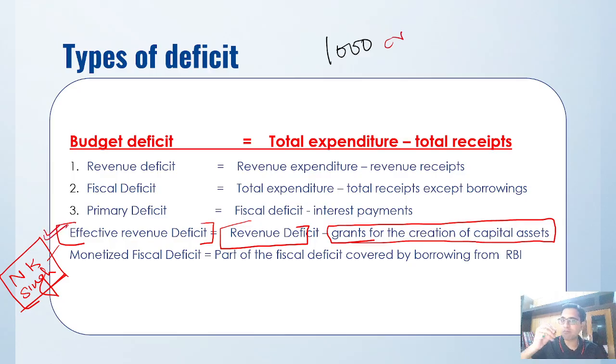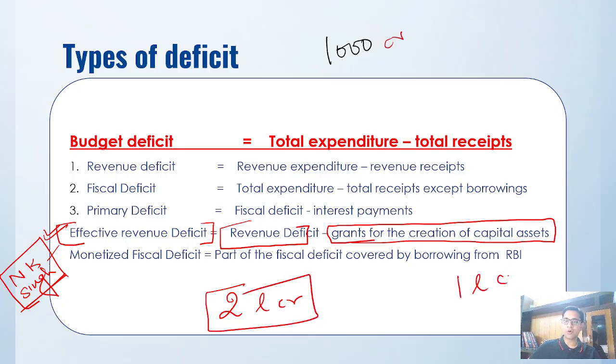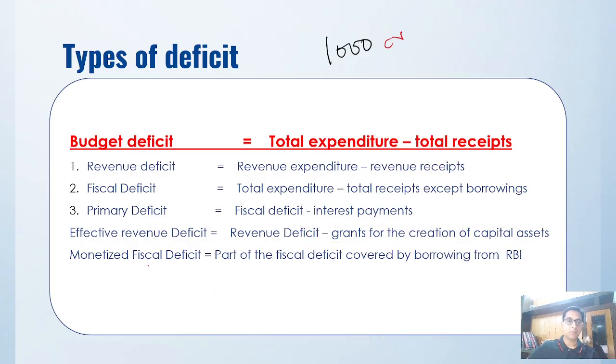So that is called effective. That means actually what is the revenue deficit we are having. Like if we have a revenue deficit of 2 lakh crore rupees, but around 1 lakh crore rupees we have given especially for capital asset creation, then the effective revenue deficit comes out to be 1 lakh crore rupees. 1 lakh crore only.